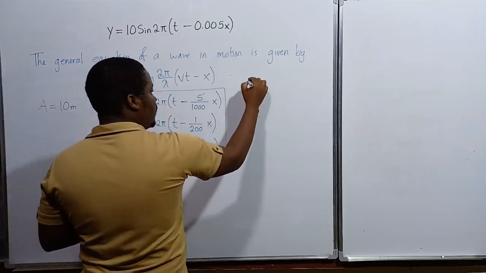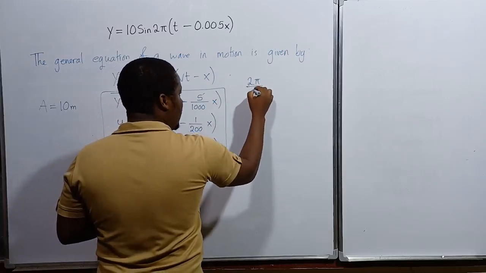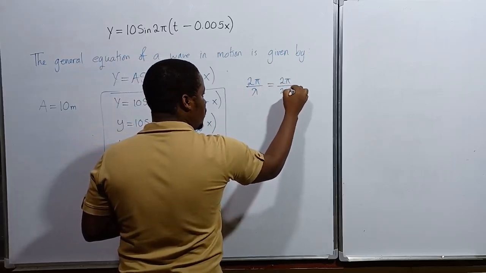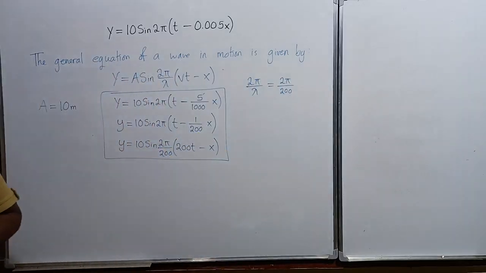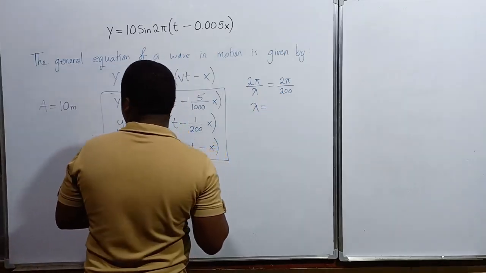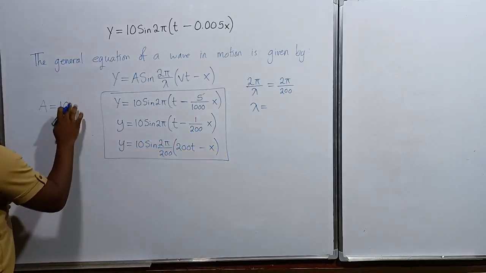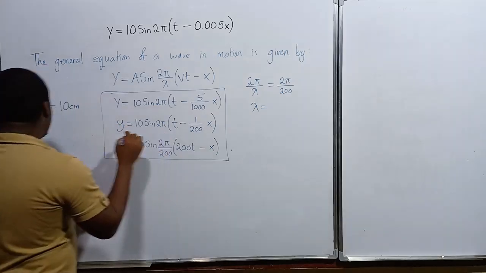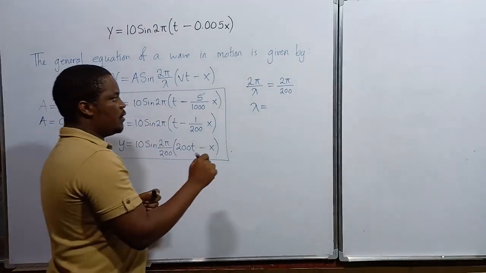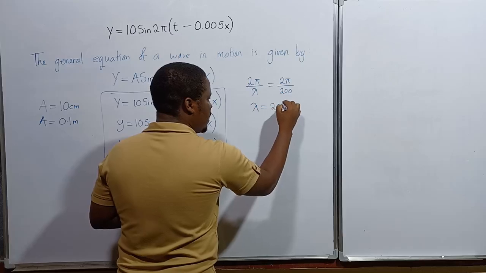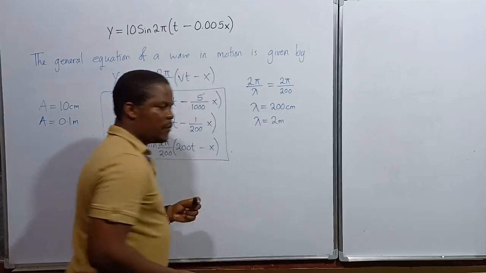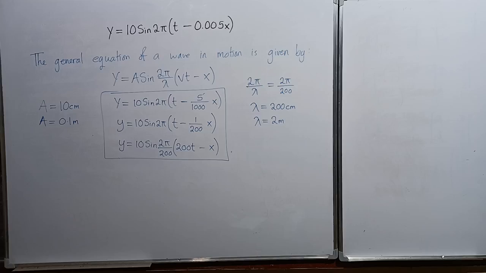So to find lambda, we shall say 2 pi over lambda, this part, equals 2 pi over 200. So it's obvious that lambda is 200. By the way, I think it was measured in centimeters, right? We're told that it's in centimeters. In meters, we can convert it. We can just say a is 0.1 meters. Then lambda is 200 centimeters, meaning that lambda is 2 meters. But since it is measured in centimeters, we can also use centimeters as they are.